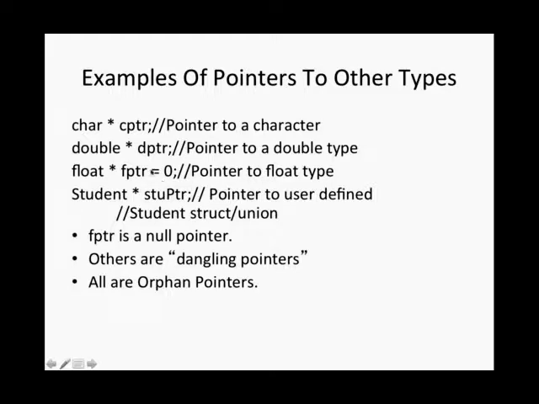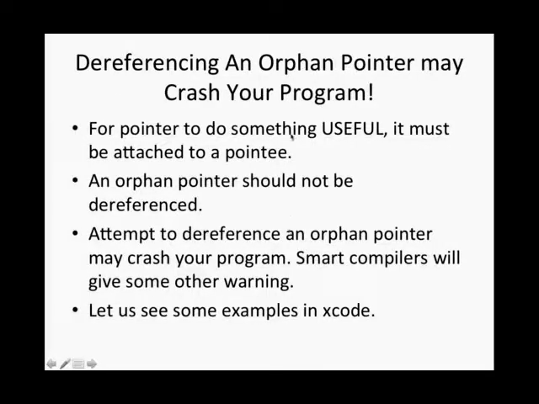This is a null pointer. All others that do not have 0 on the right are dangling pointers. All are orphan pointers. Do not dereference an orphan pointer, as that may crash your program. I'd like to show you a video about that, a Binky video. I'll do that in the class, a Stanford video, on what kind of program crashes can happen.